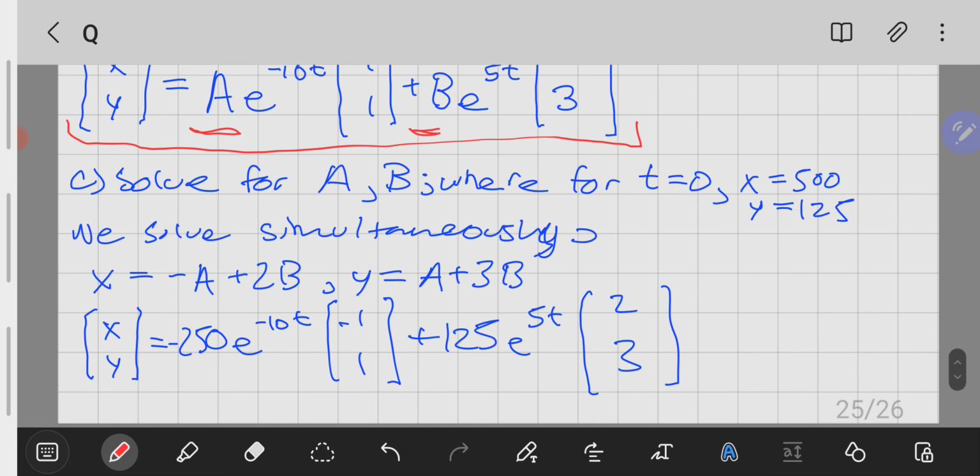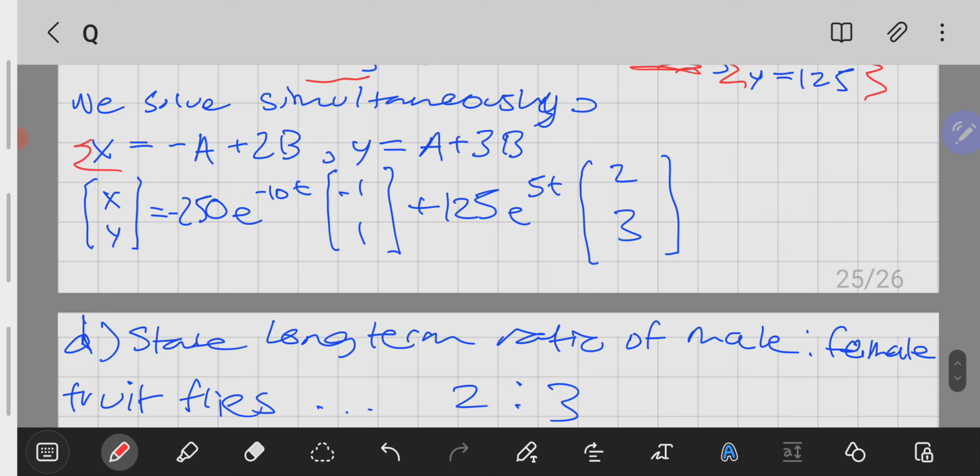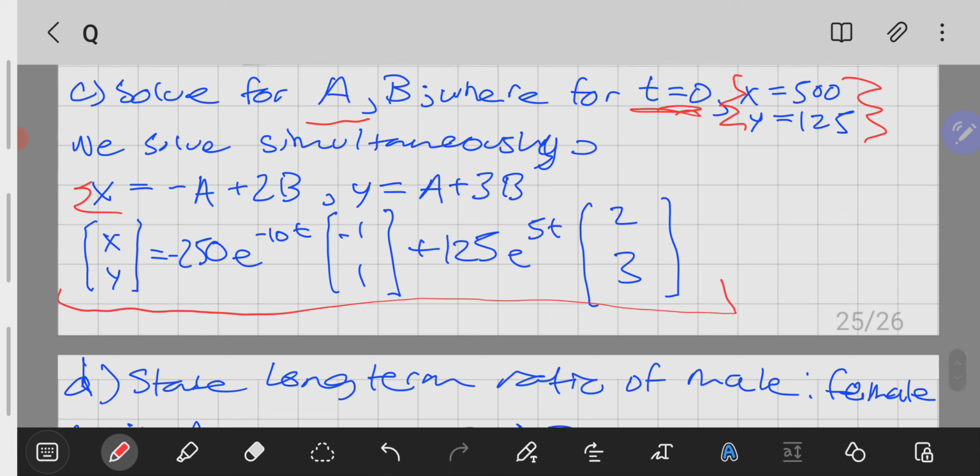And so we do that here, where we solve for a and b, where t is equal to 0, x is equal to 500, and y is equal to 125. We can solve for the two variables simultaneously by first saying that x is equal to -a plus 2b, and y is equal to a plus 3b. With this, we can substitute our values into the equation.